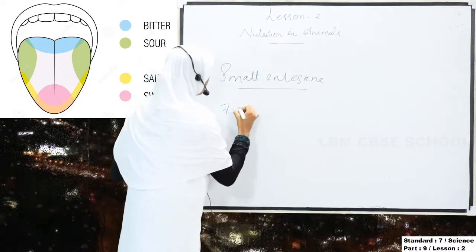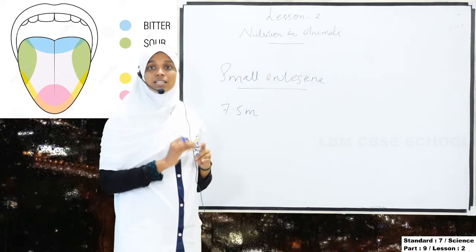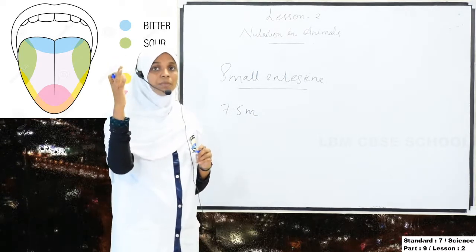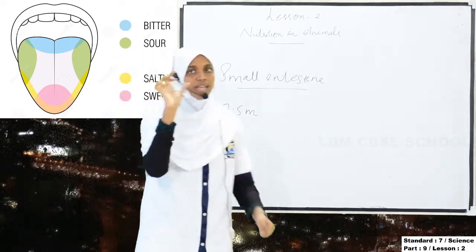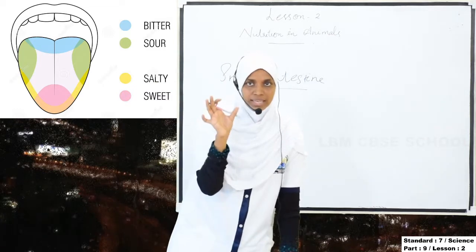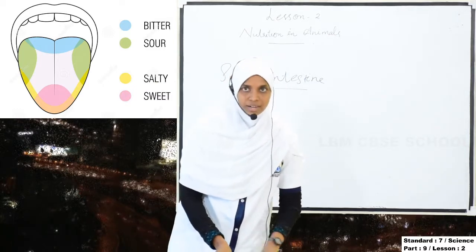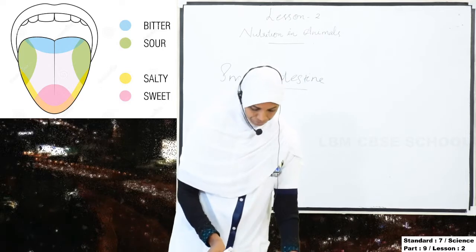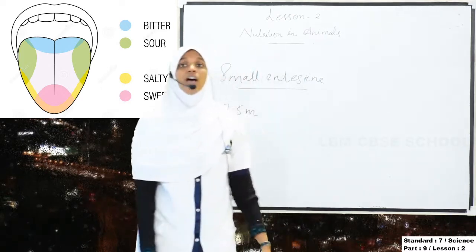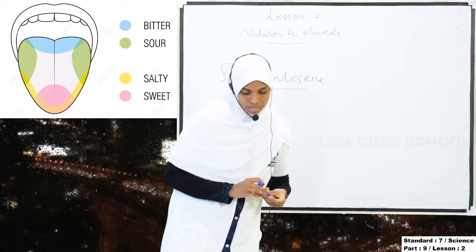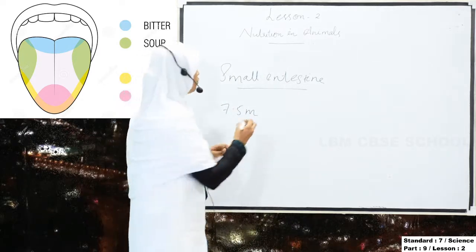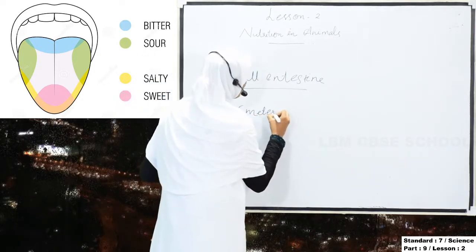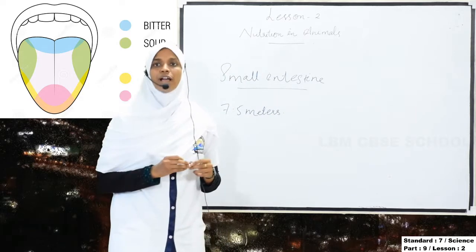When we discussed the digestive system, we saw the small intestine. The small intestine is coiled like this, lying in a tight coil. How many meters long is it? 7.5 meters. Okay, 7.5 meters long.